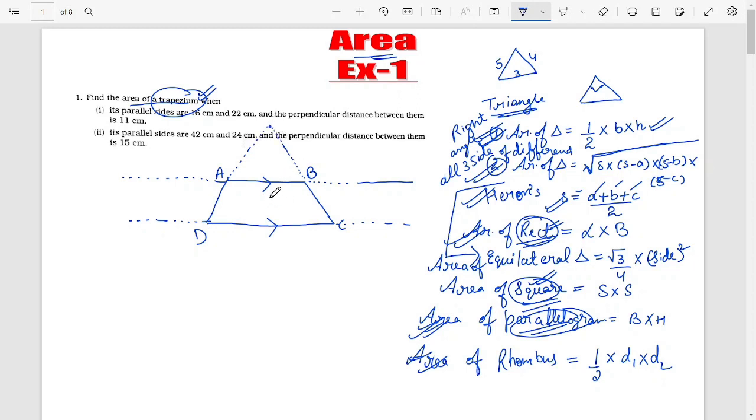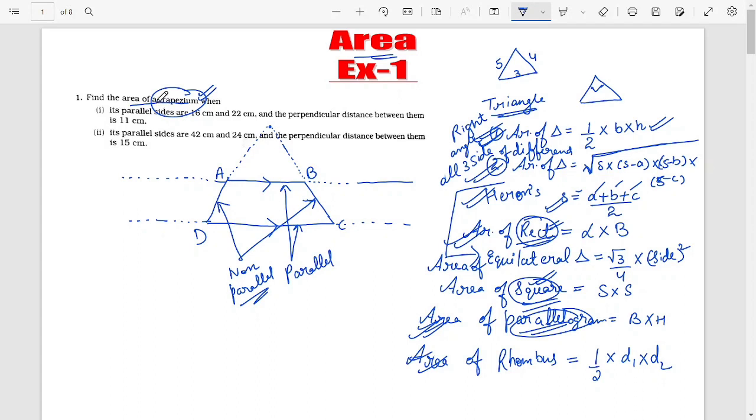So what do you observe? A trapezium is a four-sided closed figure in which one pair of opposite sides is parallel. So in this figure, AB and DC are the parallel sides. The other pair of opposite sides, AD and BC, are non-parallel. Such closed figures are known as a trapezium.